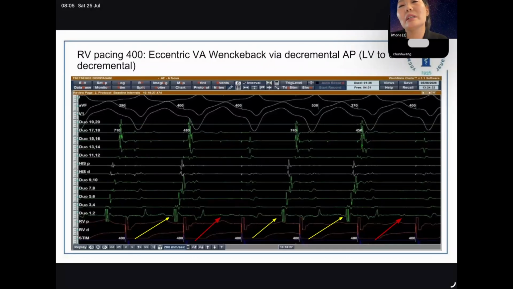After termination of the tachycardia, we paced from the ventricle, RV pacing 400. We revealed the eccentric VA Wenckebach and also the decremental conduction by the accessory pathway. The yellow arrow showed the decremental conduction, and the red arrow showed the Wenckebach in this picture.